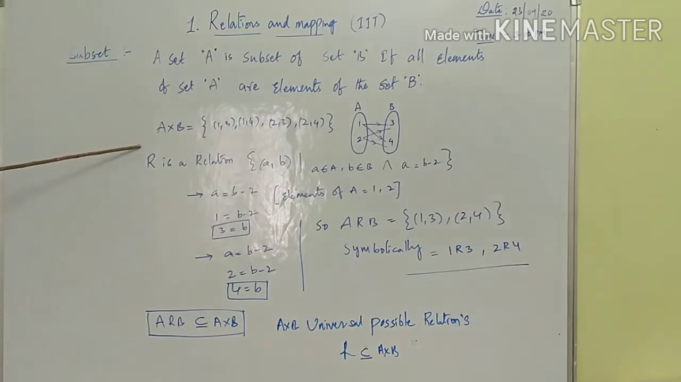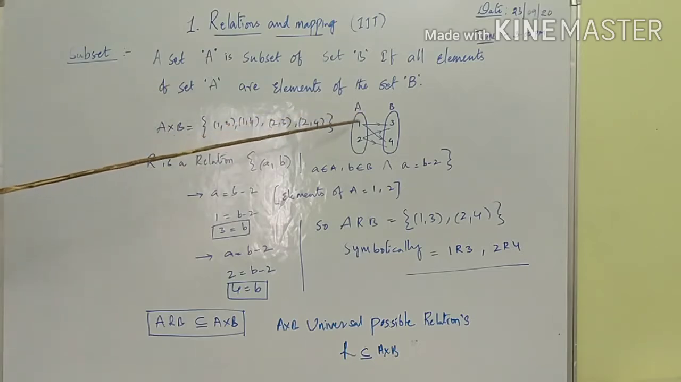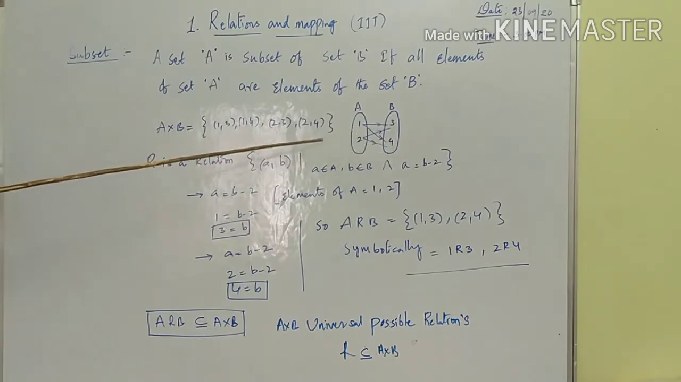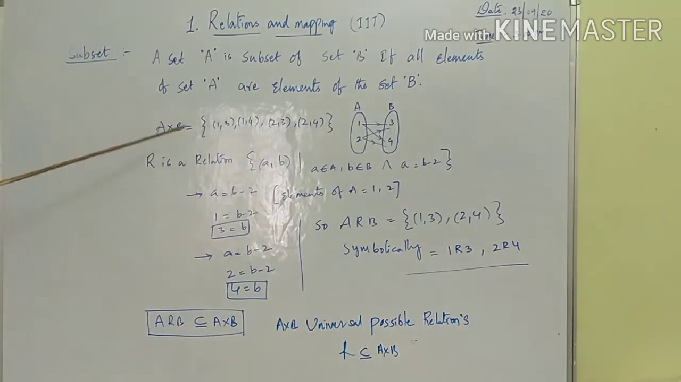Here A cross B, so all possible relations from A to B, that is, the ordered pairs, are 1 to 3 and 1 to 4, and 2 to 3 and 2 to 4. These are all the possible relations from A to B. So here R is a relation. This is our first question from relations.